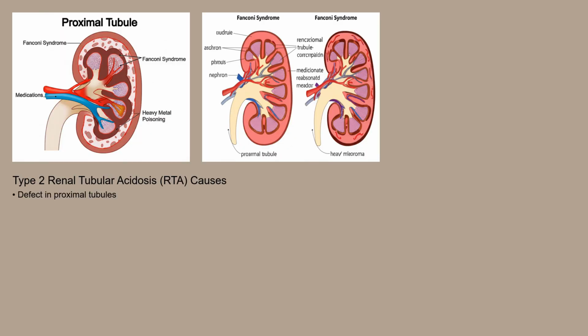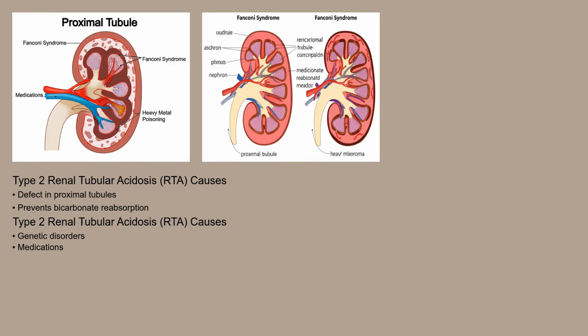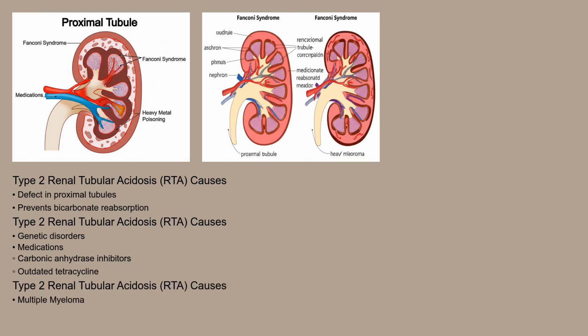Well, it's often due to a defect in the proximal tubules of the kidneys. This defect prevents the kidneys from properly reabsorbing bicarbonate from the filtered blood back into the bloodstream. This can be caused by a variety of factors, including genetic disorders, certain medications like carbonic anhydrase inhibitors or outdated tetracycline, multiple myeloma, Fanconi syndrome, heavy metal poisoning, or even kidney transplants. In some cases, the cause remains unknown, which we classify as idiopathic.